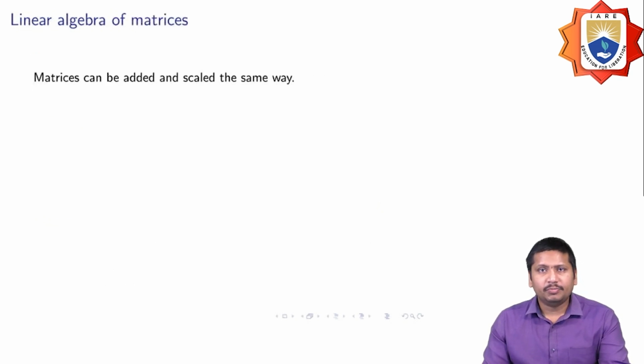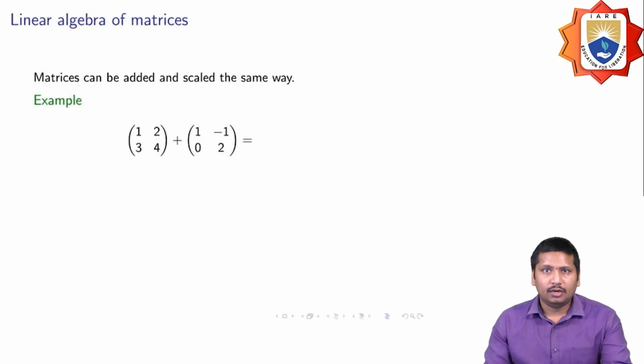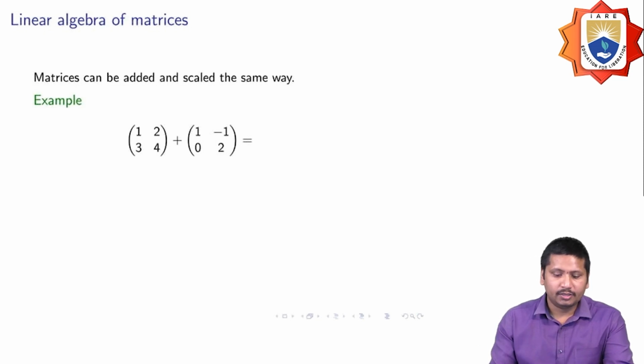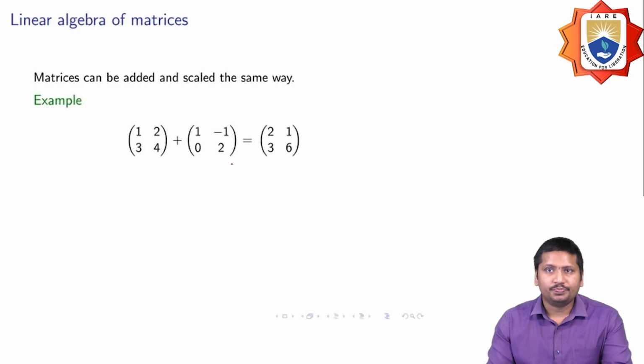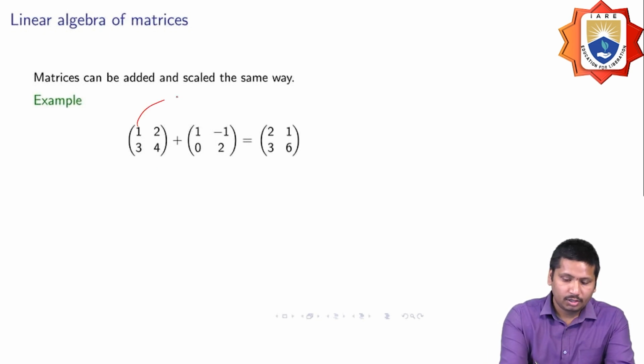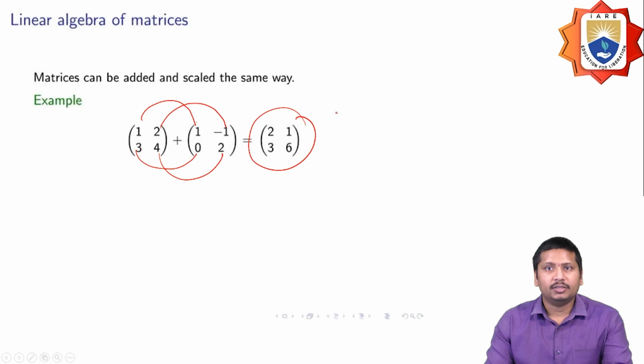Next one, the algebra of matrices. Matrices can be added and scaled the same way. How can matrices be added? Suppose this is the matrix I have: 1, 2, 3, 4, and the other matrix is 1, minus 1, 0, minus 2. If I add them, 1 plus 1, and 2 minus 1, and 3 plus 0, 4 plus 2. And this is the resultant matrix.